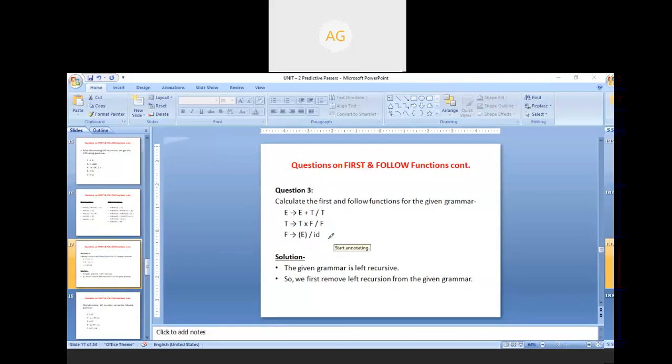So here you can see this grammar is also left recursive. You need to first remove the left recursion from the grammar before calculating first. So just write the grammar after eliminating the left recursion. Now use the general formula for removal of left recursion.